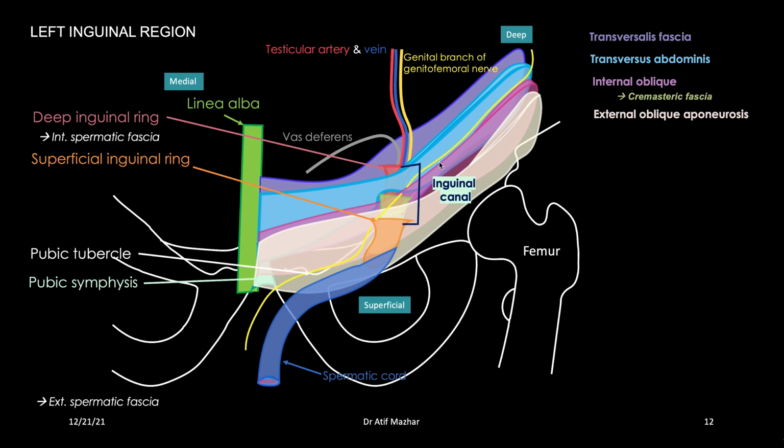Now we are looking at this nerve, which we have already talked about. It does not follow the deep ring, but it pierces the roof and then comes out of the superficial ring, and that is my ilio-inguinal nerve.